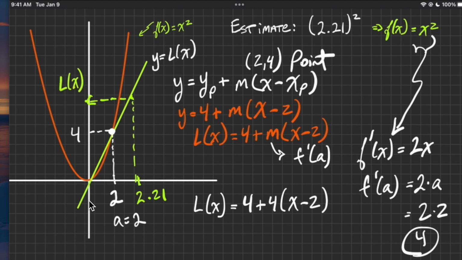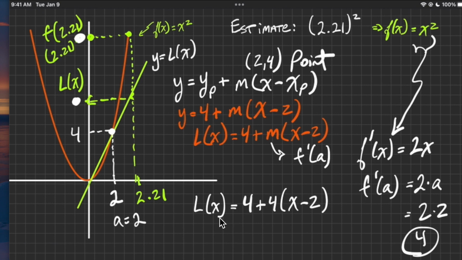And what we're arguing is that this L of x value, which we can compute easily, this is just multiplication and subtraction, is going to be close enough to f of x. So this would be f of 2.21, or 2.21 squared. And our argument is that this L of x value right here, whatever it is, is close enough to that value.